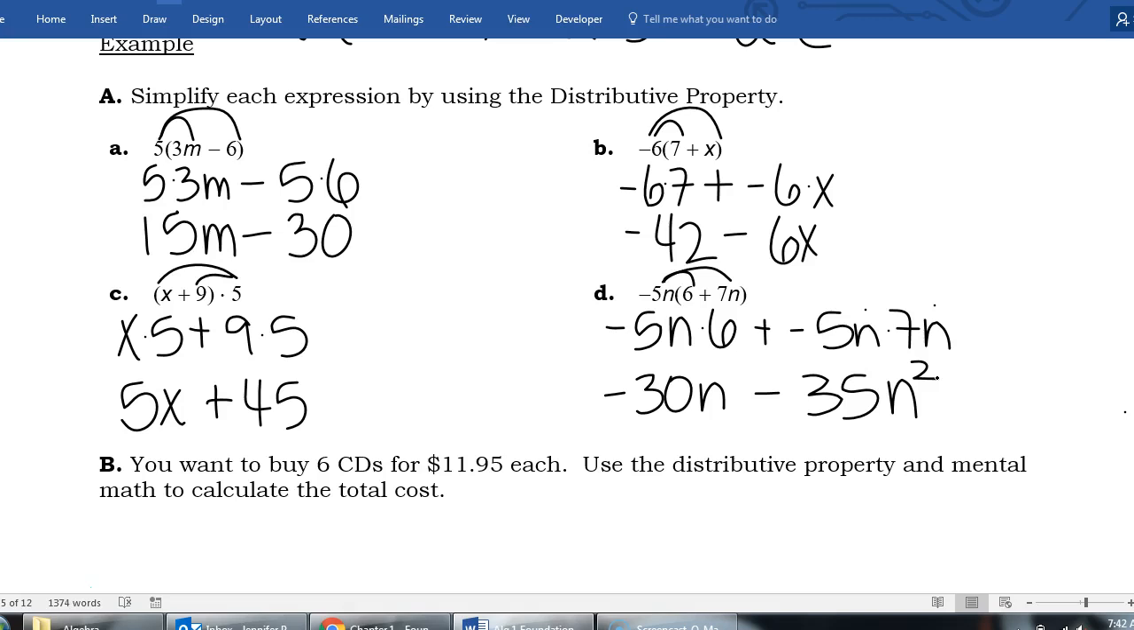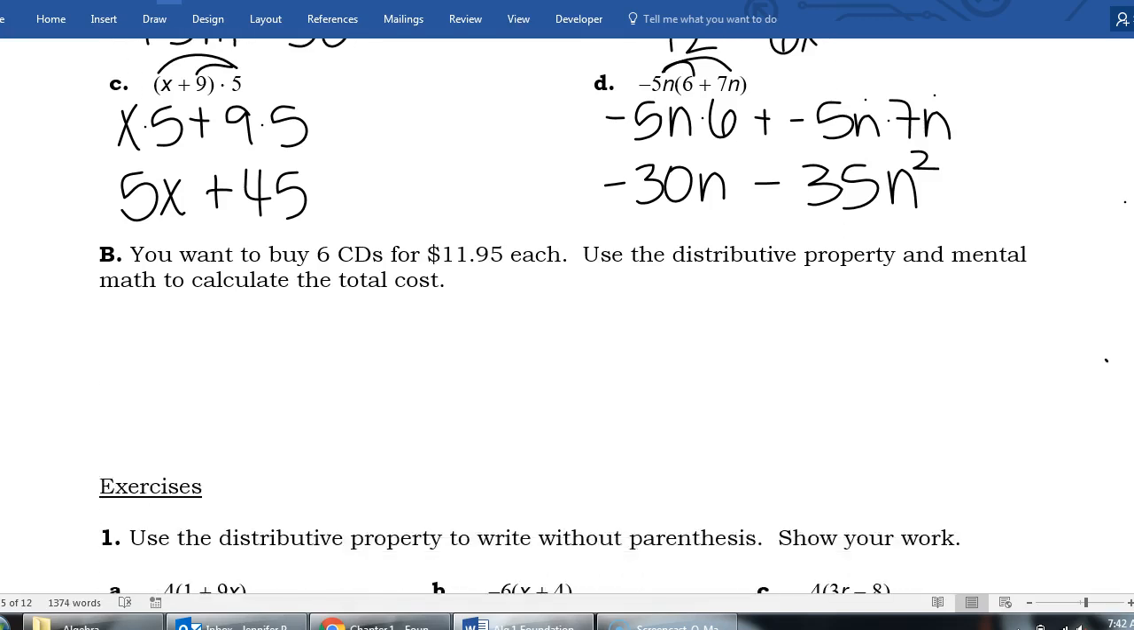Letter B, you want to buy 6 CDs for $11.95 each. Use the distributive property and mental math to calculate the total. So the idea here is that we're going to be distributing numbers. What we want to do is 6 times $11.95. But that's a little hard to do. We'd have to do 6 times 5, carry the 3, 6 times 9. That's a little much. But we can use our times tables a lot easier if we break this down.